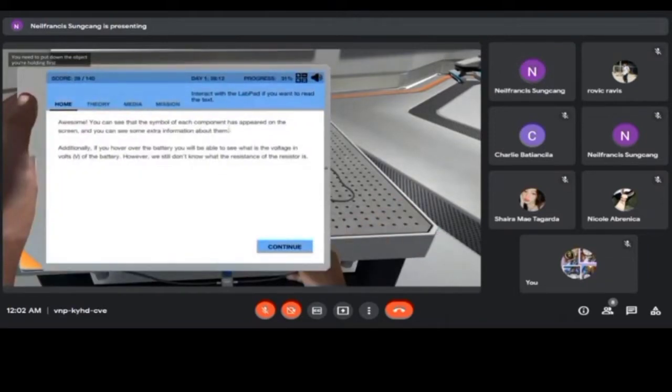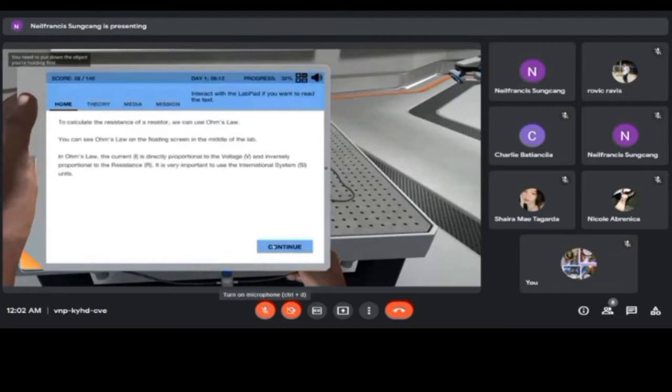Awesome! You can see that the symbol of each component has appeared on the screen, and you can see some extra information about them. Additionally, if you hover over the battery you will be able to see the voltage in volts of the battery. However, we still don't know what the resistance of the resistor is.